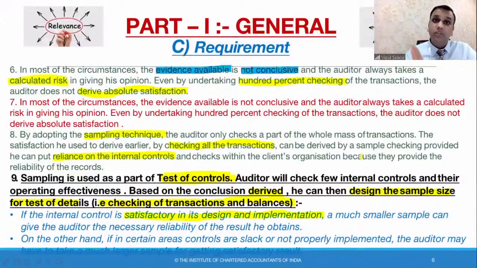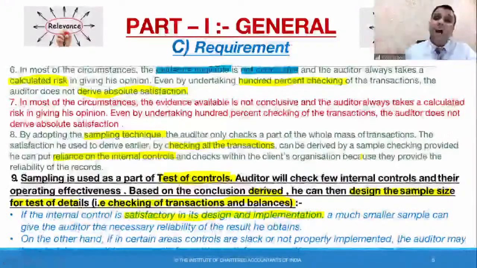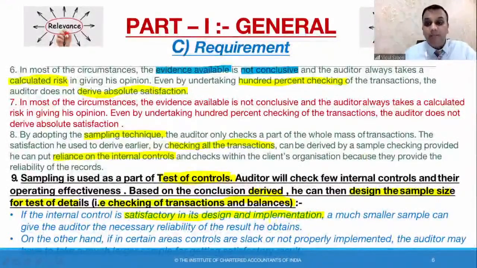So if the controls are satisfactory in design, as per the entity's business, organization's business, nature of industry, if the auditor feels that the controls are satisfactory in design and are being implemented well by the organization, he can go for a much smaller sample selection, because that smaller sample can give the auditor necessary reliability, trust upon the results he obtained.